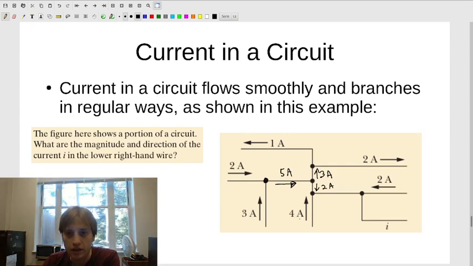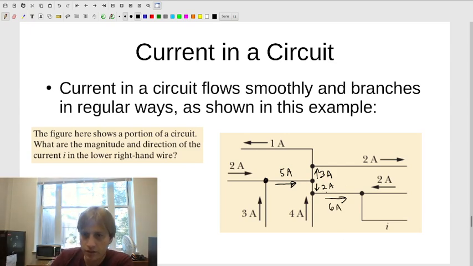Okay, now let's look here. We've got 4 amps here, we have 2 amps here. Those are going to combine together and go into this wire. So 4 plus 2 would be 6 amps. And then right here, we must have the 6 amps and the 2 amps coming in, and then they go right here. So 6 plus 2 would be 8 amps.